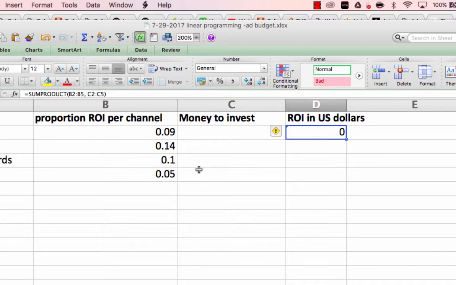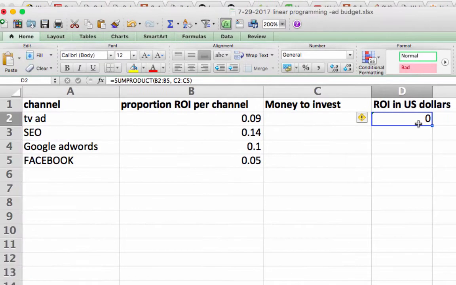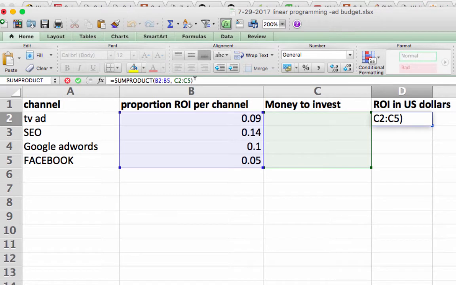Well, that would be simple to compute what our ROI would be, because we know 9% of 100 is 9, 14% of 100 is 14, 10% of 100 is 10, and 5% of 100 is 5. We would simply multiply 0.09 times 100, add that to 0.14 times 100, and add that to 0.1 times 100, and then add that to 0.05 times 100. So we're going to use an Excel formula called SUMPRODUCT that does exactly that.